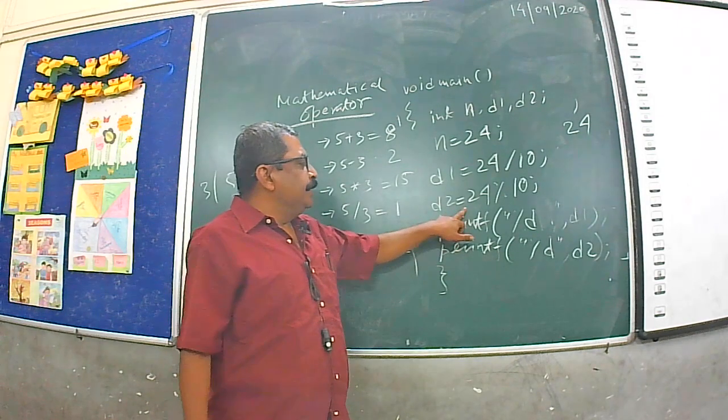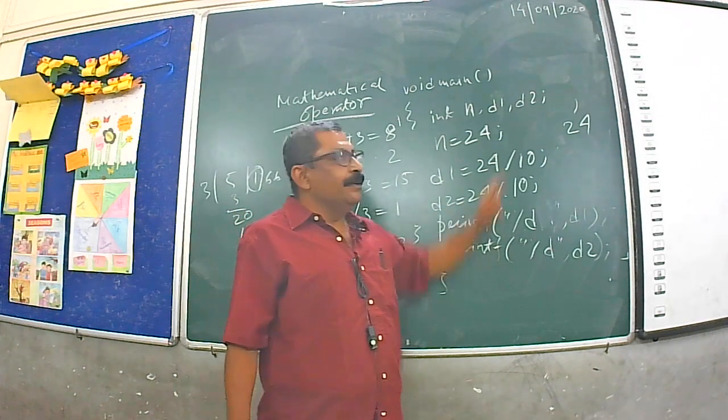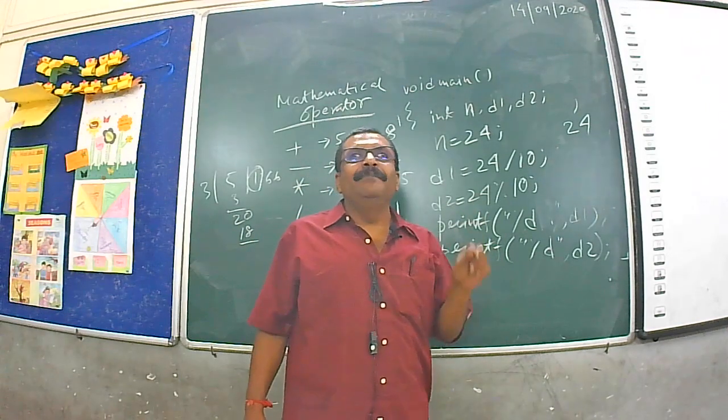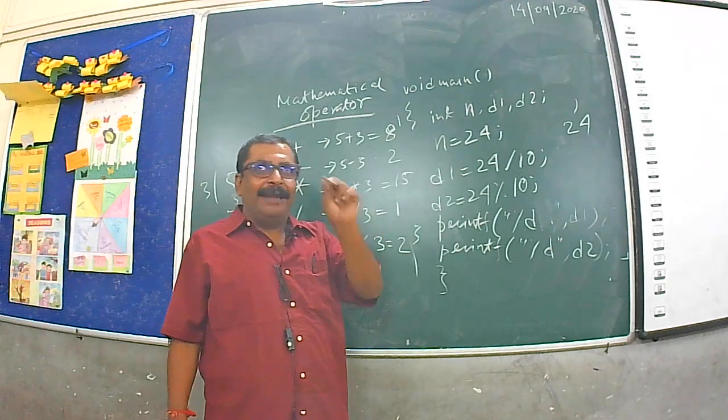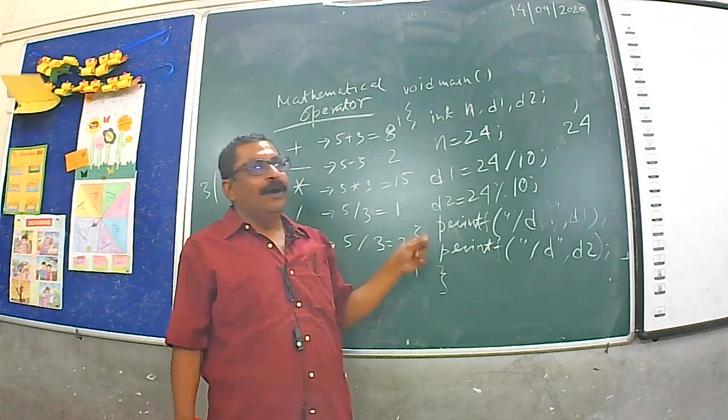d2 is equal to 24 percentage 10, modular 10 means remainder. I am simply giving the background calculations of d1 and d2.